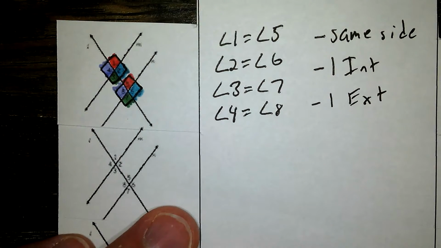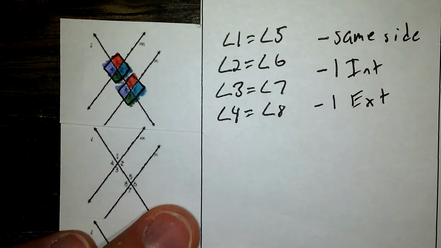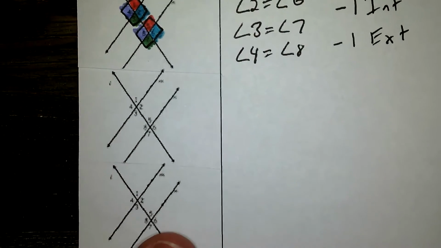So that's all I'm doing here, guys. I'm defining what these angles are, defining the relationship between them. So again, if I ask you what's the relationship between angle 3 and angle 7, you should be able to tell me they're corresponding angles. Okay, so let's go to the next one.